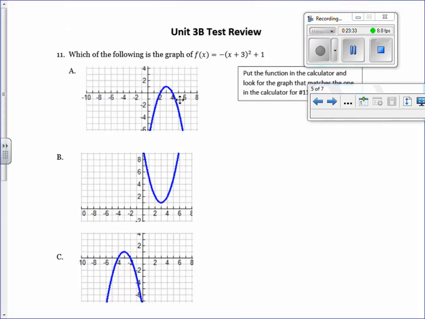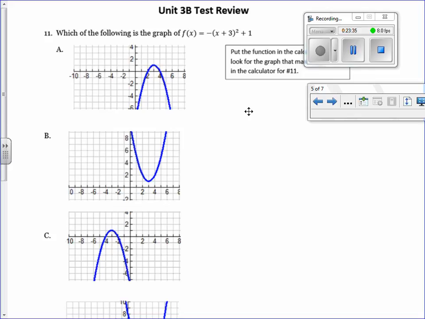Alright, almost done. Which of the following is a graph? Again, type it in just like that. Use parentheses. Make sure you use the negative sign. Make sure you come to the bottom of the calculator keyboard and use the negative sign up front. Which way is this parabola going to be opening? Up or down? It's going to be opening down because of the negative sign in front of it, right?